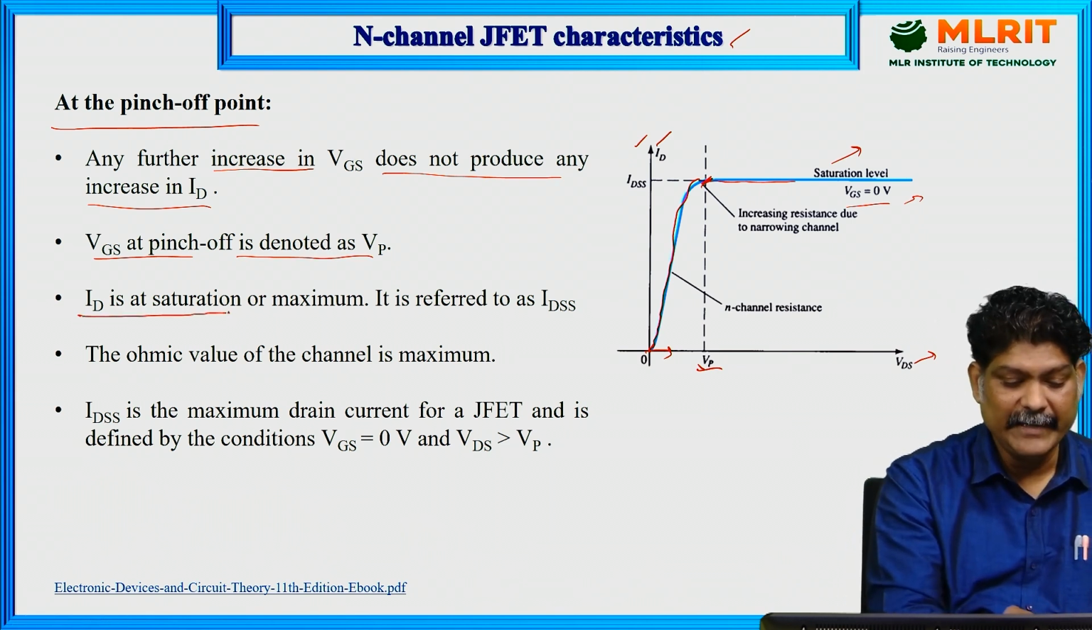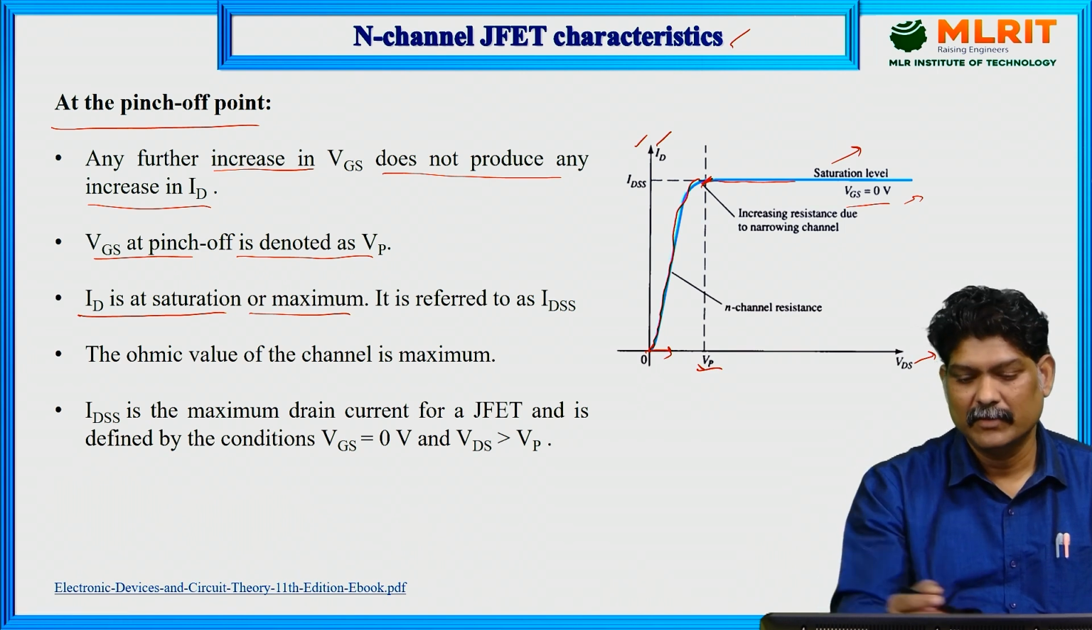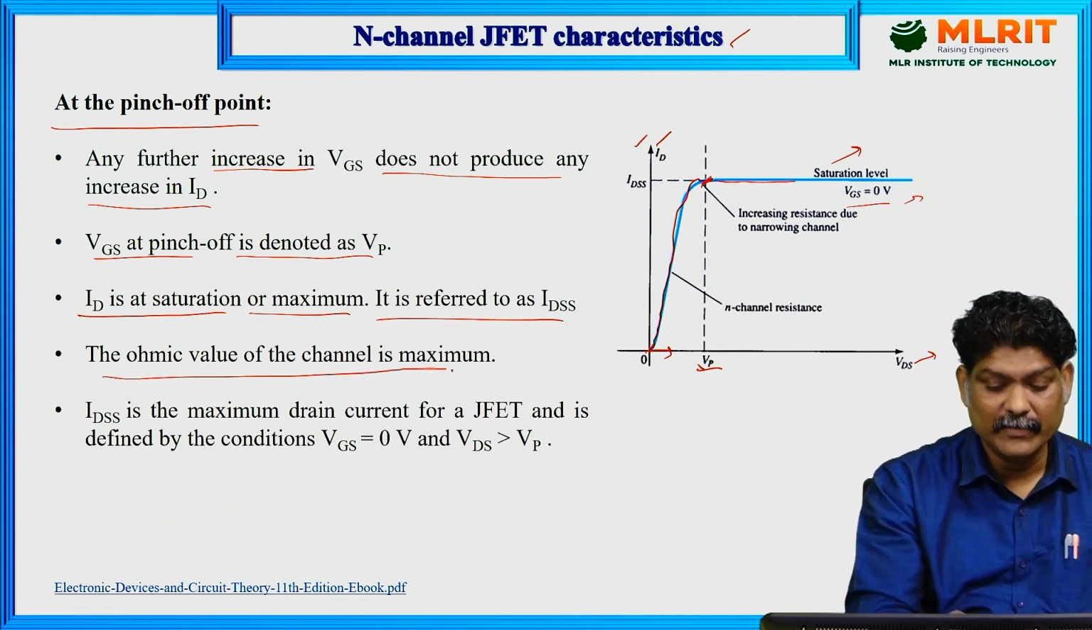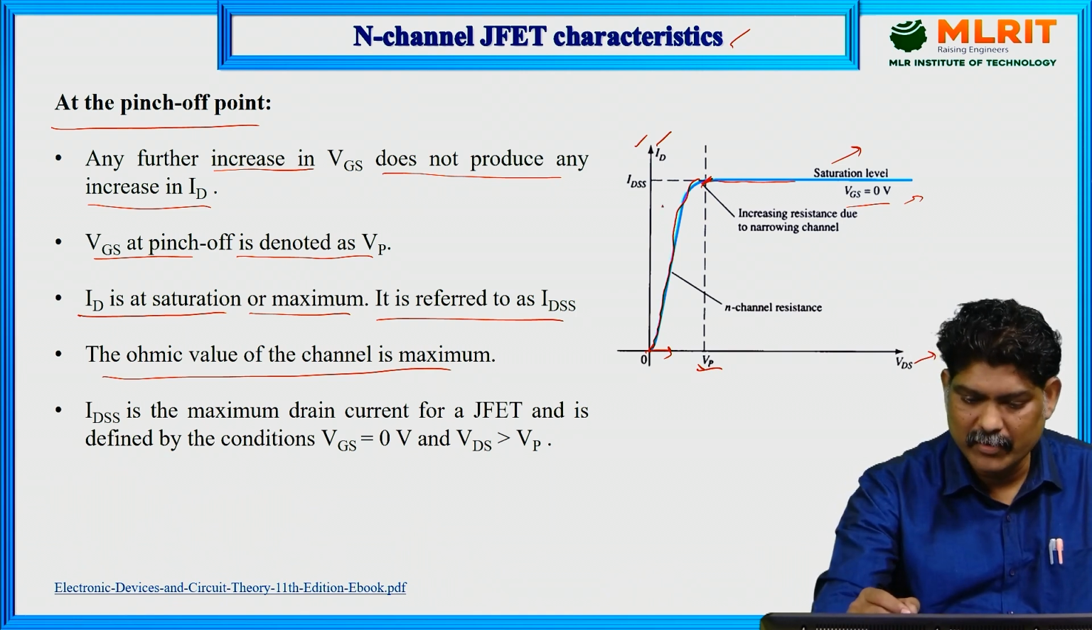Now ID is at saturation, or maximum. So ID gets its maximum value, that is IDSS. It is referred to as IDSS. The ohmic value of the channel is maximum. Ohmic value means resistance. This region is called the ohmic region.